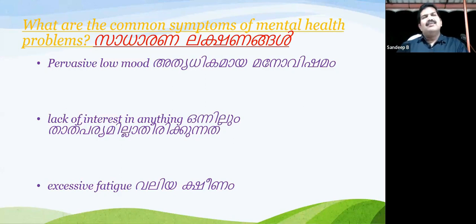So when there are manic episodes as well as depressive episodes, or if there is more than one manic episode or hypomanic episode, it is called bipolar affective disorder.